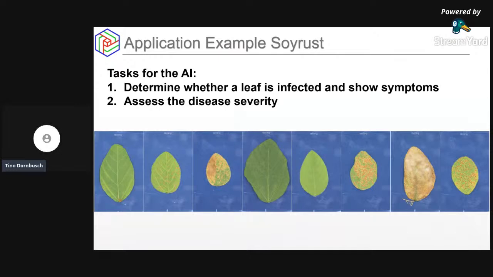Okay, so let's take a very simple example here, right? For the use case, we'll stick to our soybean rust example. The task for the AI would be, first, determine whether a leaf is infected and shows symptoms, and second, assess the disease severity.